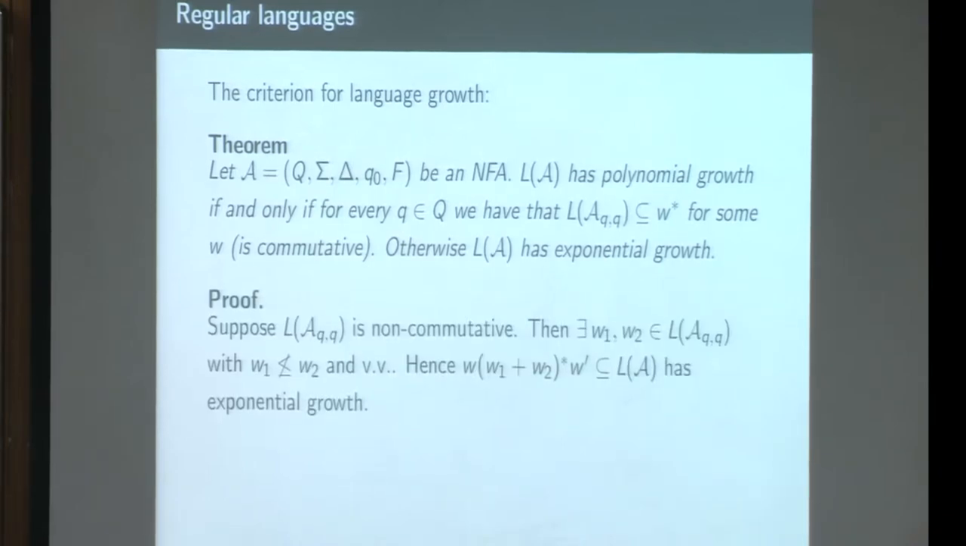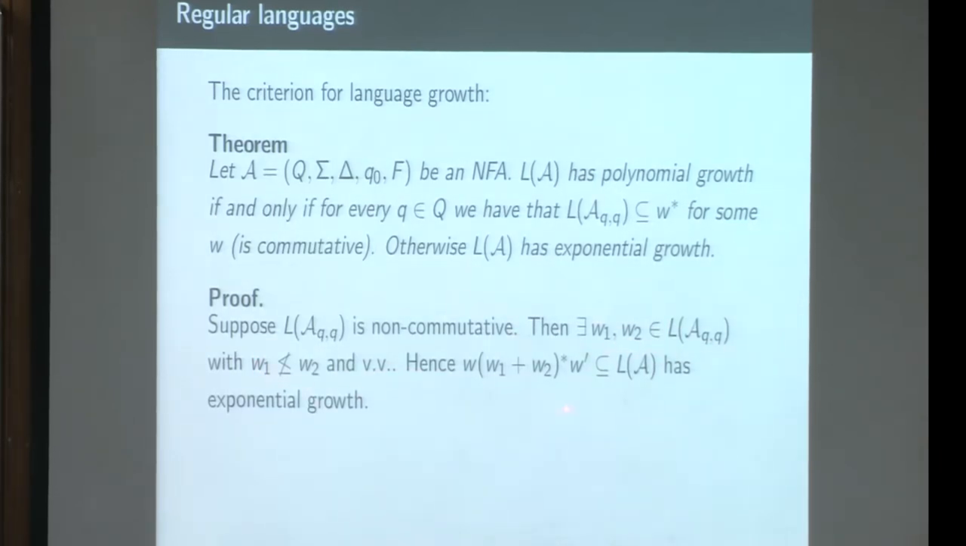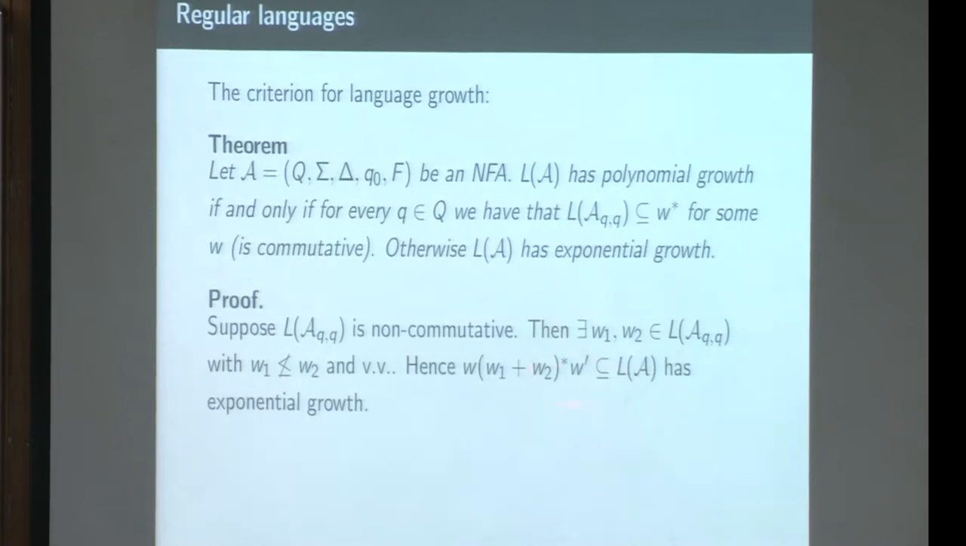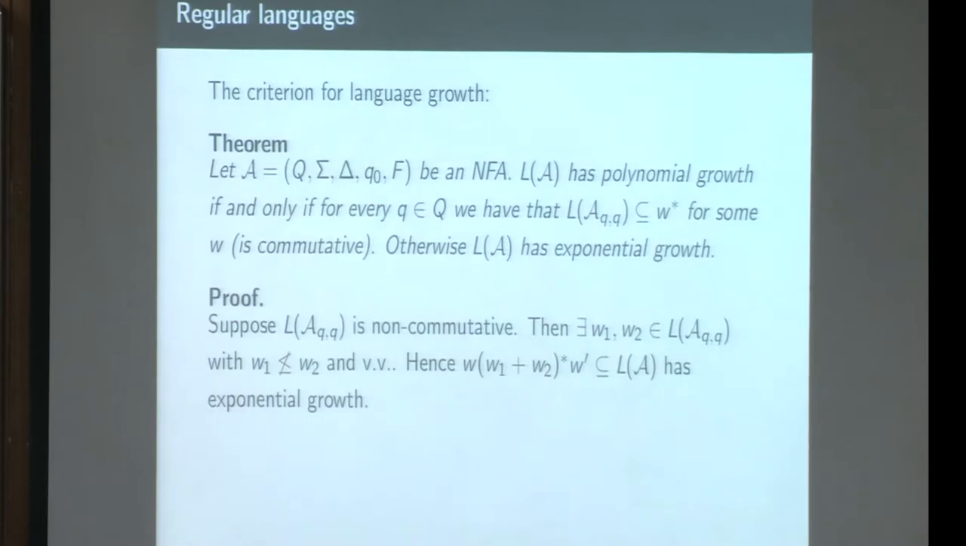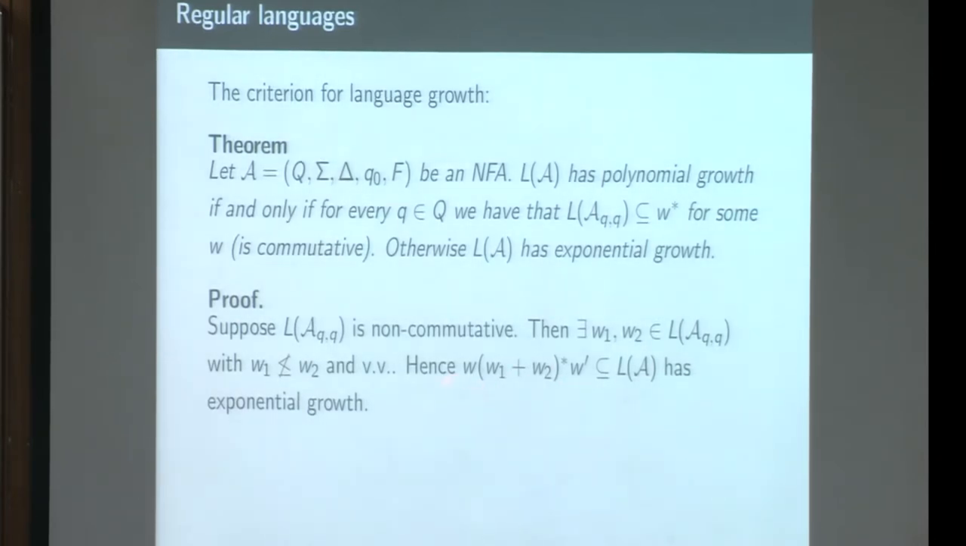And that's easy to prove, because if there is some relevant Q, i.e. one for which you can get to it from the starting state and you can get to an accepting state from it, for which L of A sub QQ is not commutative, then you can take two words in that language which are not prefixes of each other. Then (W1 + W2) star is an exponential language because W1 and W2 are not prefixes, and then you put something on the beginning and the end to get you from an initial state to a final state, and so you have an exponential growth set inside your language.